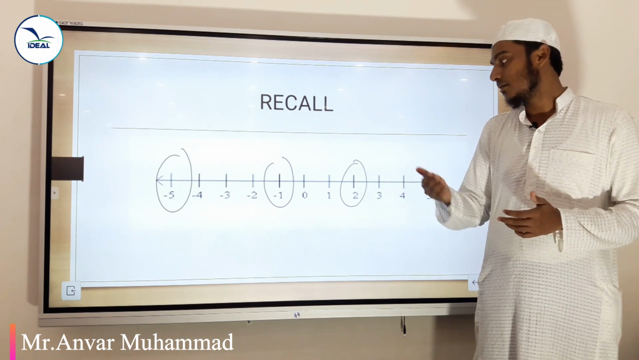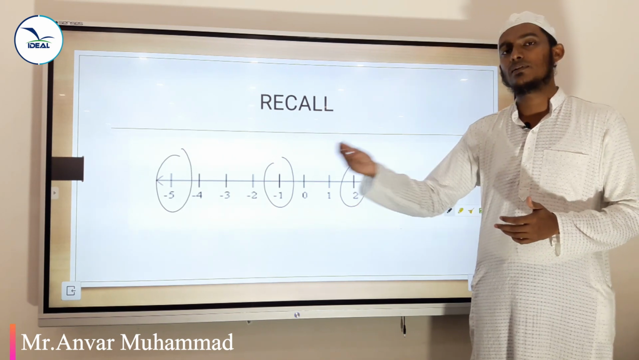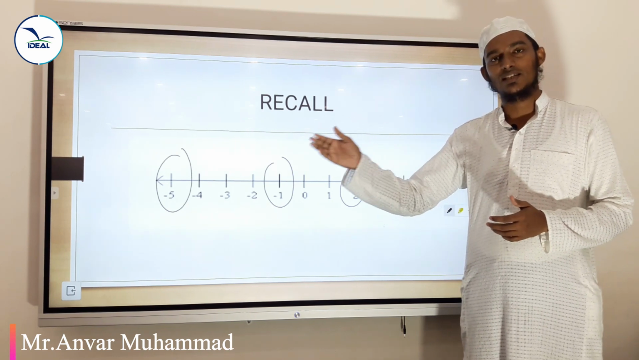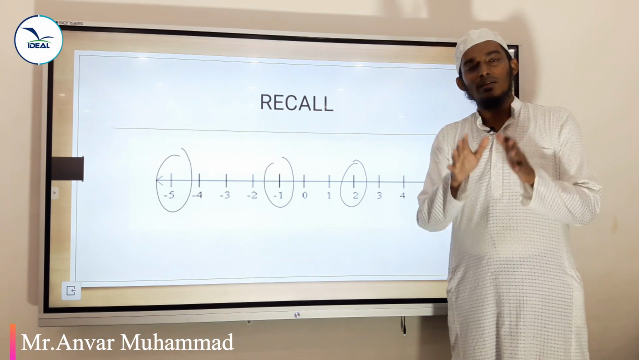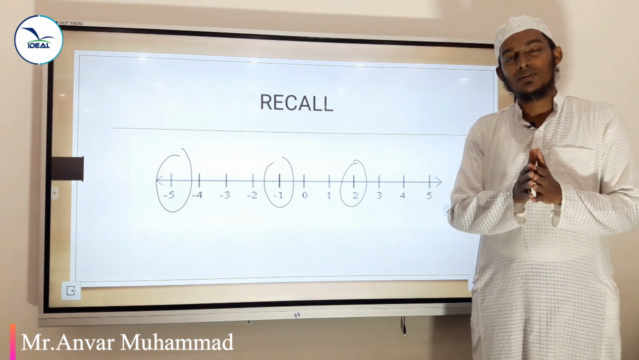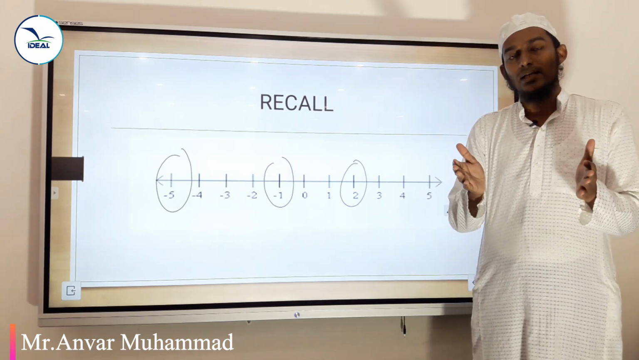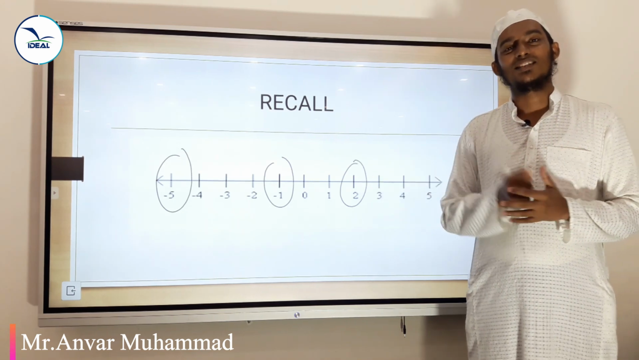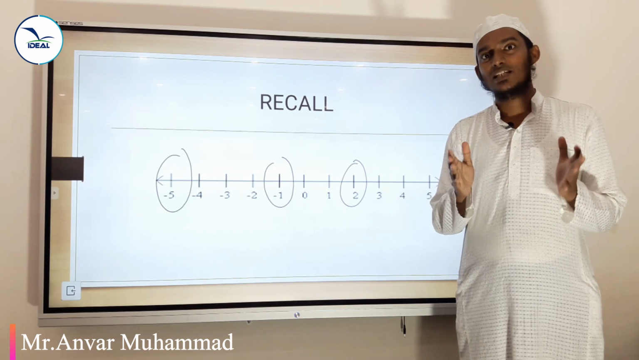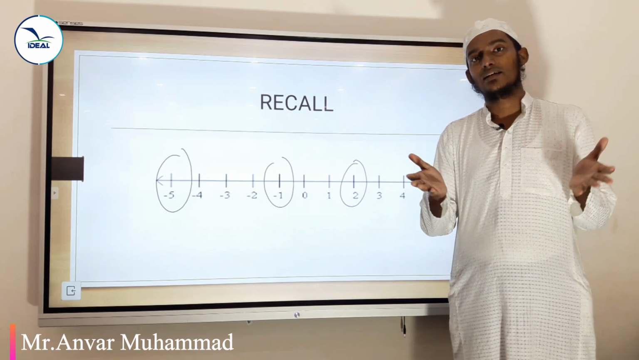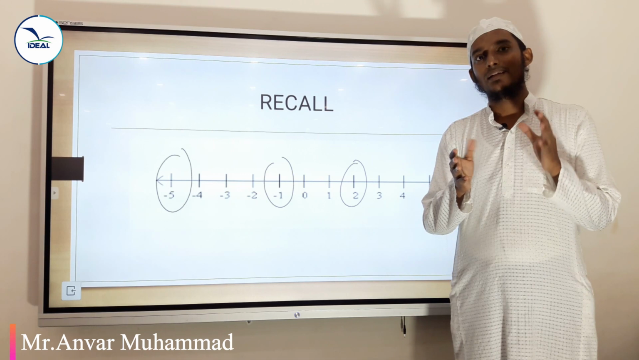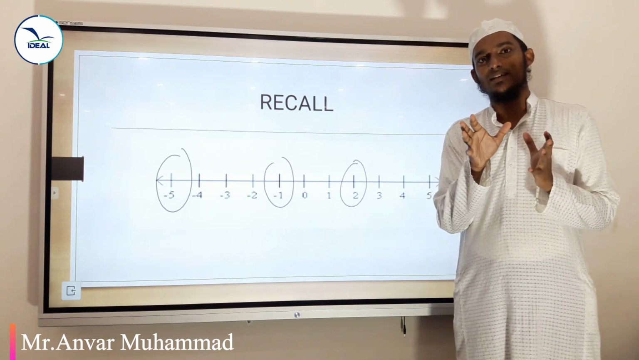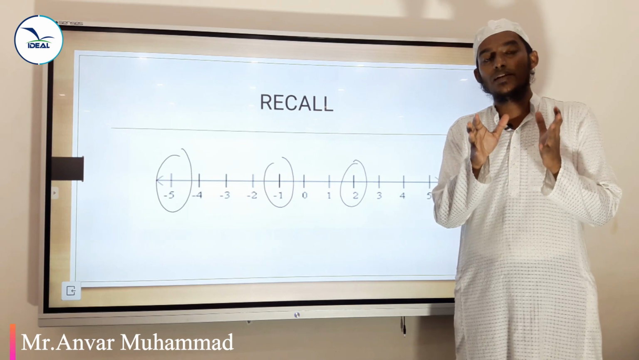Now why did we write 2 in the beginning and -5 in the last? Because as we move to the left, it is decreasing. So this is the basic thing about integers. When we represent them on a number line, to the right it is increasing and to the left it is decreasing. That's the basic thing that you should keep in your mind. If you are clear about this concept, this chapter will be very easy for you.